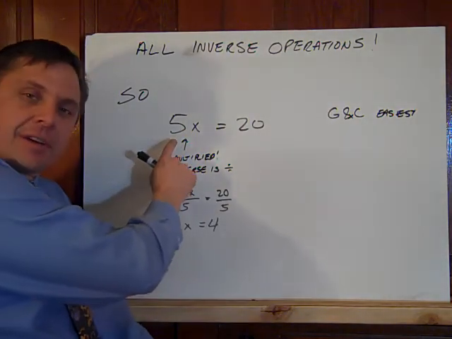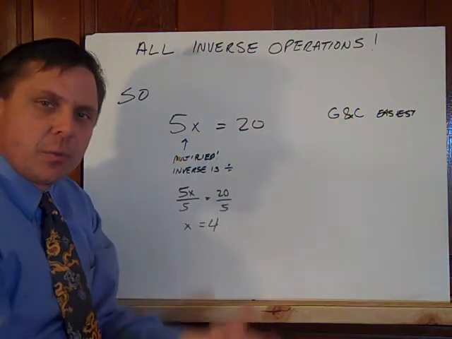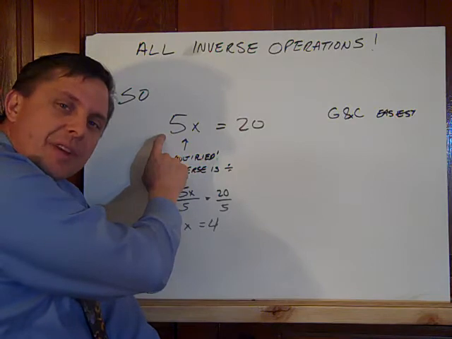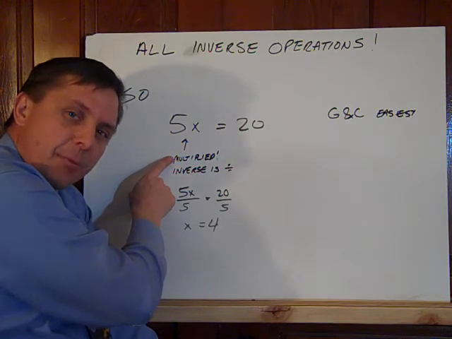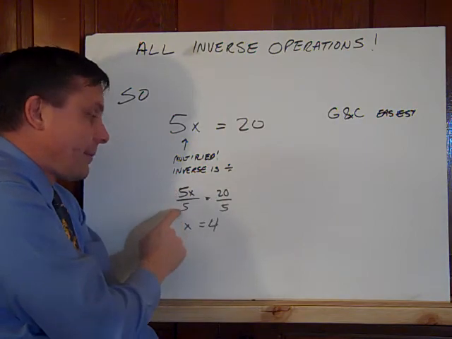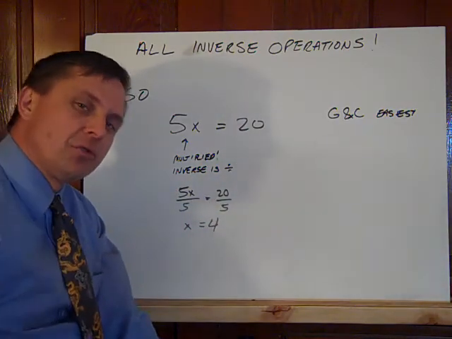So again, how about 5x equals 20, or 5 times x equals 20? And I wrote guess and check is easy, because we know the answer is 4. What's happening between the 5 and the x? Well, that is a multiplication operation. What's the inverse of multiplication? Division. So I take 5x divided by 5 and 20 divided by 5. What I do to one side, I must do to the other.